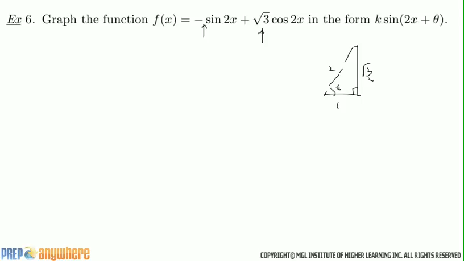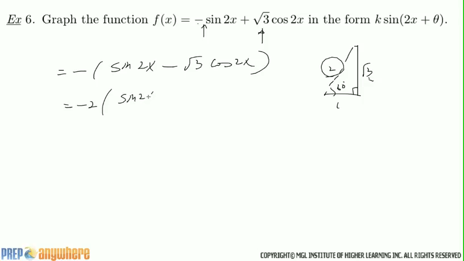Okay, so I already know this is going to be 60. This is an easy one. So I know, first of all, let me factor out a negative 1. And you get a sine of 2x minus root 3 cosine of 2x. So I should factor out a 2, the hypotenuse.